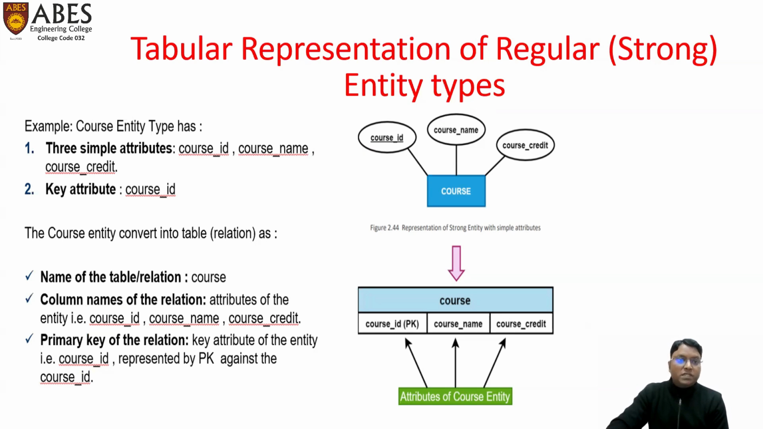course ID. The course entity converts into a table, a relation, with the name of the table being course. The attributes are considered here, like course ID, course name, and course credit. And the primary key of the relation is the course ID because it is the unique key.